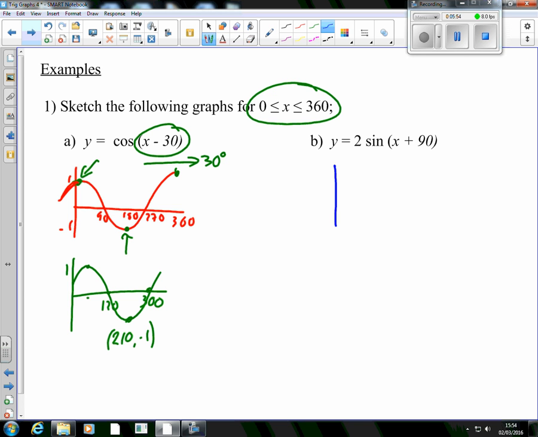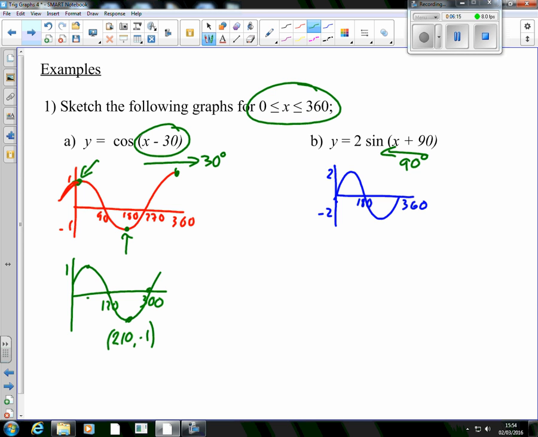Well, let's just do our 2 sine x graph first. So we're looking at a sine x graph that goes to 360, 180, and 0, and it's 2 high and minus 2. The plus 90 means that it's moving back 90 degrees. Okay, it's moving to the left.